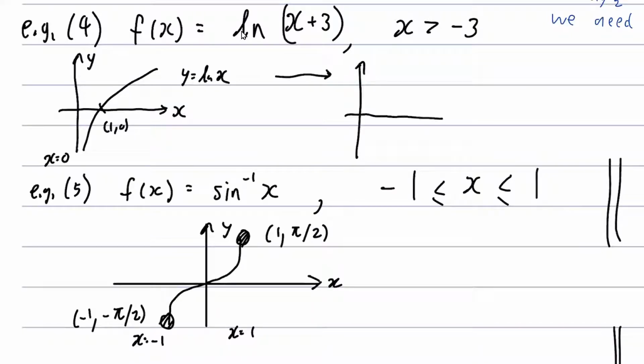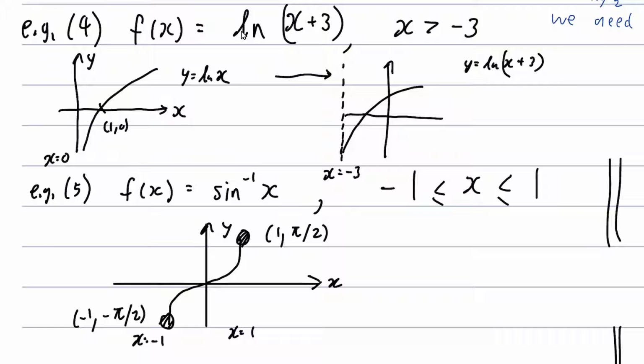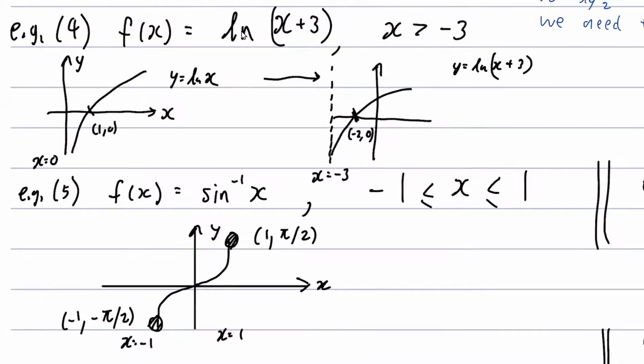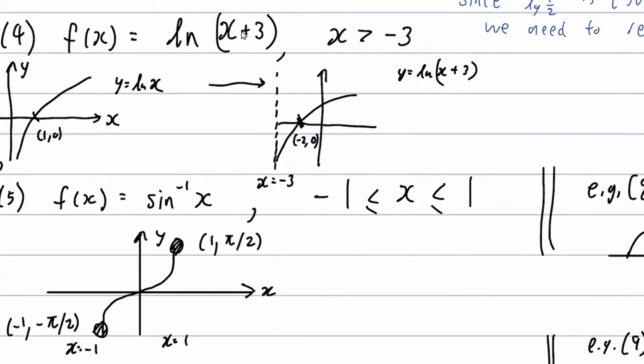Plus 3 means what? Move right or left? Move left. Very good. So move left, then that means we'll get this graph instead. What's the vertical asymptote now? x equals -3. Good. Then what is the x-intercept now? Is it still (1, 0)? (-2, 0). Very good.